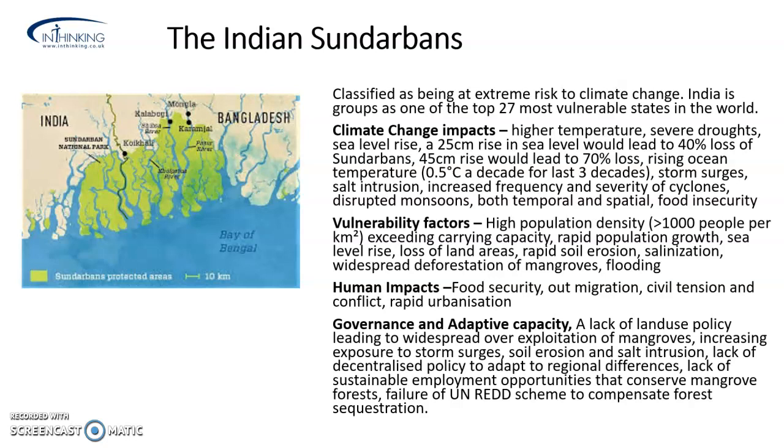So with a 25 centimetre rise in sea level, we'd have a 40% loss of that land area. With a 45 centimetre rise in sea level, we'd see a 70% loss. We've got rising ocean temperature there. Remember, thermal expansion comes from that as well. And storm surges leading to salt intrusion, which lowers food yields. We have increased frequency and severity of cyclones.